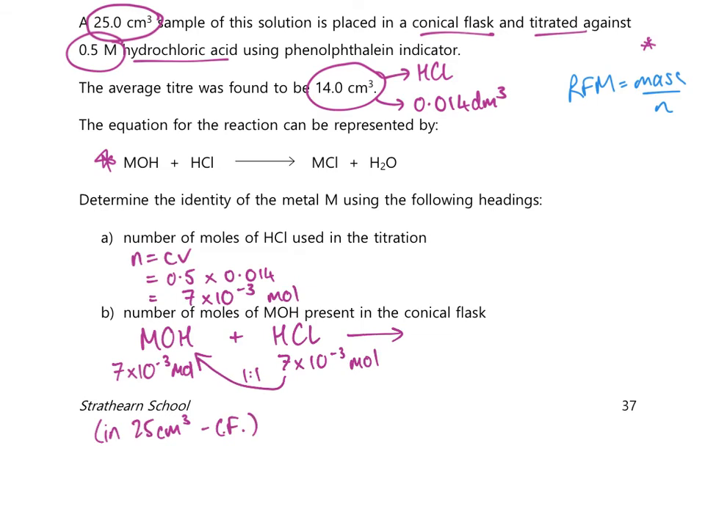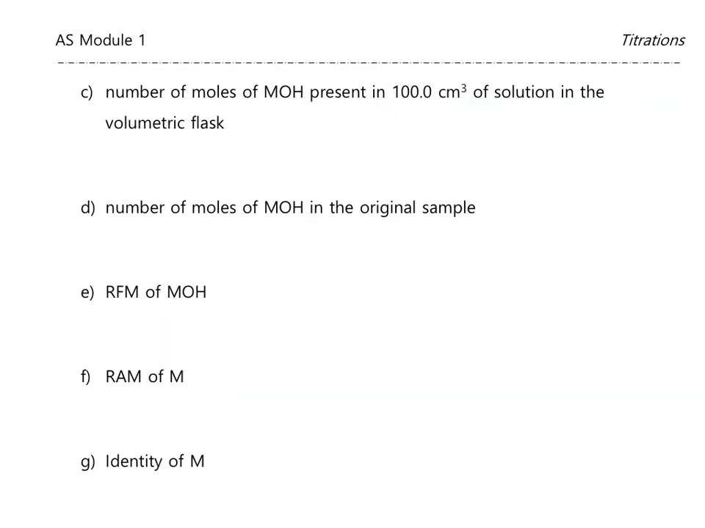So I know that I have 7 times 10 to the minus 3 moles of metal hydroxide in the 25 centimetre cubed sample that I took from my volumetric flask. The next question asks for the number of moles of metal hydroxide present in the 100 centimetres cubed in the volumetric flask. Really what we're doing here is just multiplying by 4.